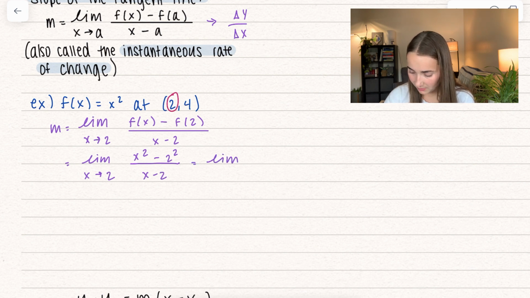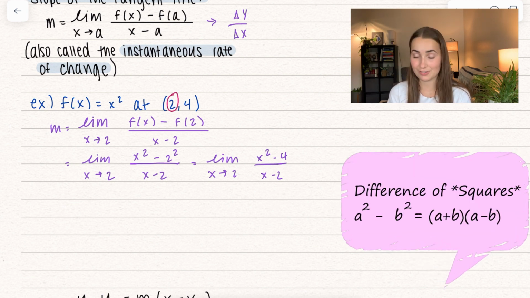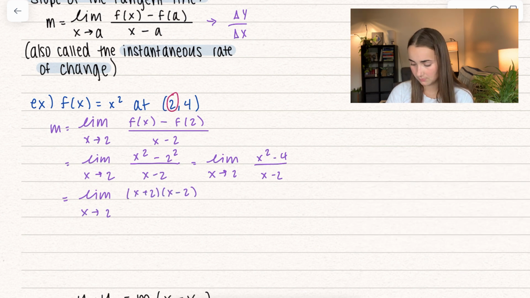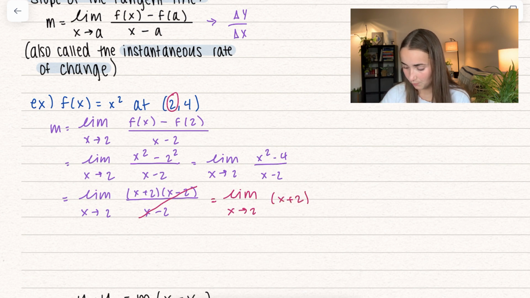I'm going to go ahead and simplify that out. If I look at the numerator, I can see that I have a difference of squares. So I'm just going to go ahead and factor that out. And now I can see our issue, which was x minus 2 in the denominator, that divides out, right? And all I'm left with is the limit as x approaches 2 of just x plus 2. Now I can go ahead and use direct substitution. I can just plug in that value 2. So this is equal to 2 plus 2, which is equal to 4. And this is going to be our slope.